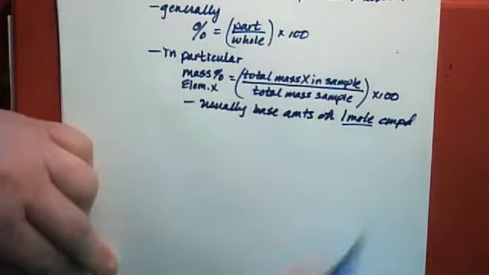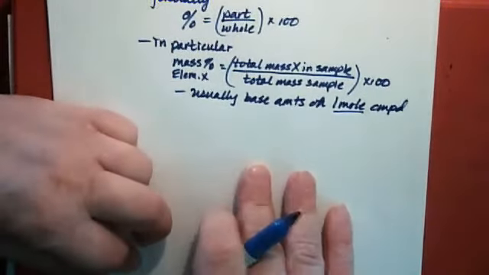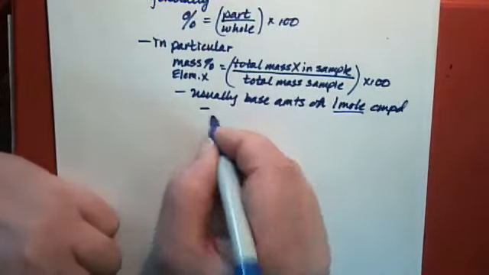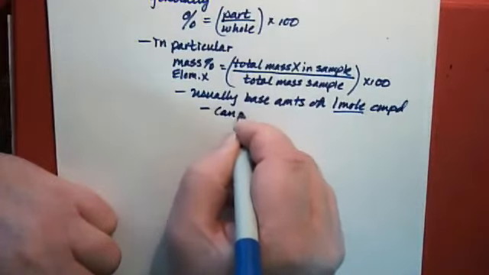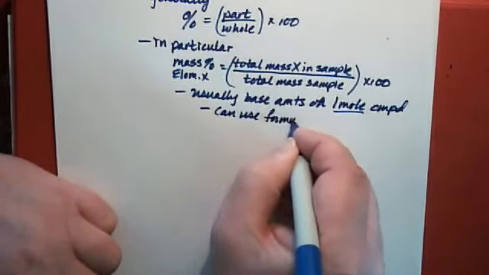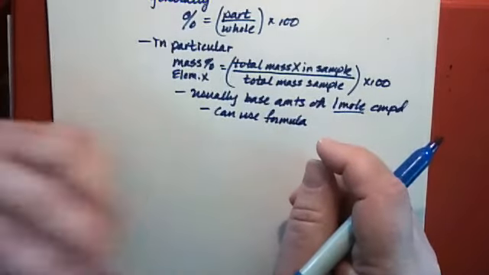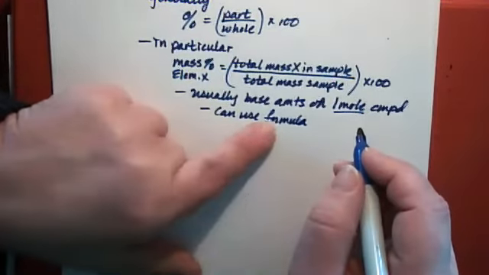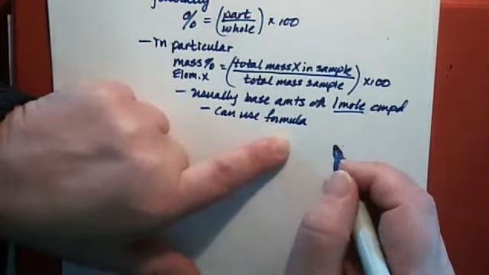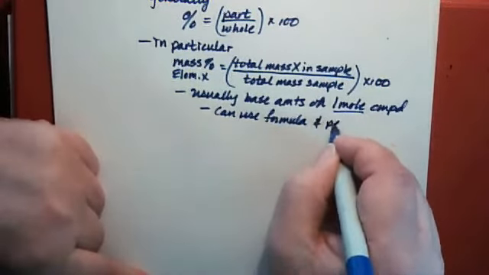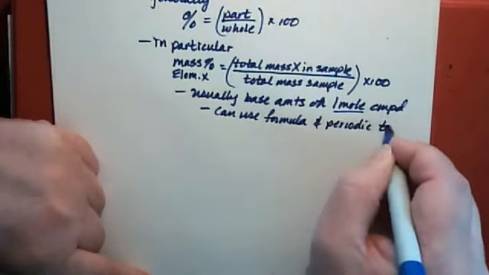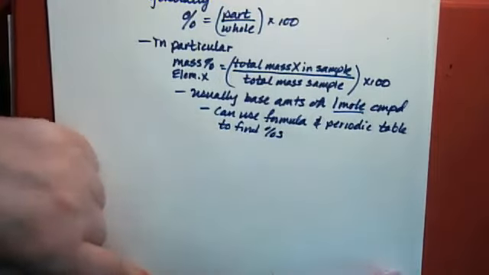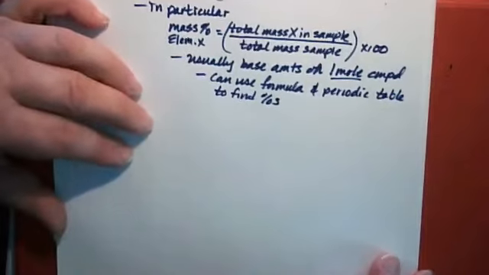For convenience, we usually set things as basically what's present in 1 mole of the compound. Because in that case, if we use 1 mole of the compound, you don't actually need an actual sample of the substance in order to figure out what the percentage of each element present is. All you really need is the formula of the compound and the periodic table. So you wouldn't actually need a real sample of the stuff.